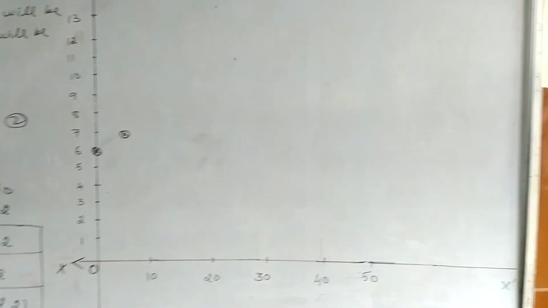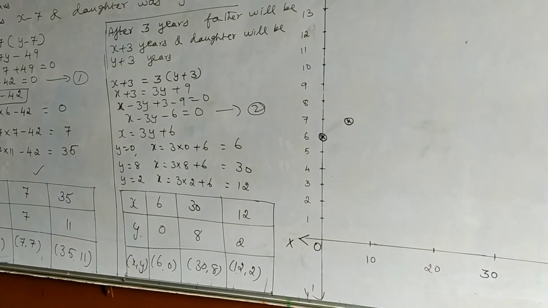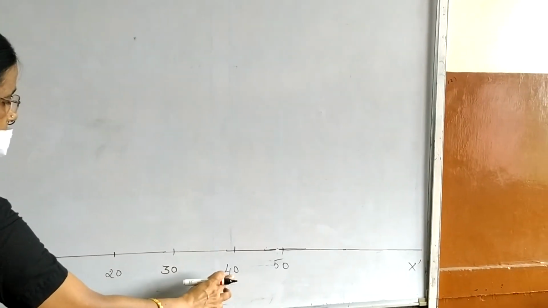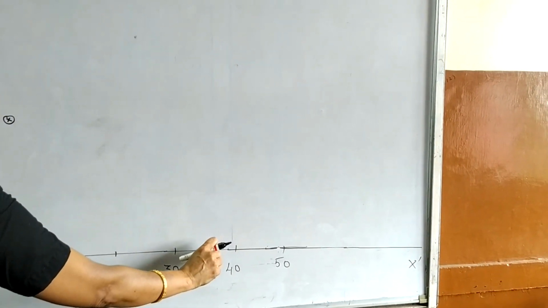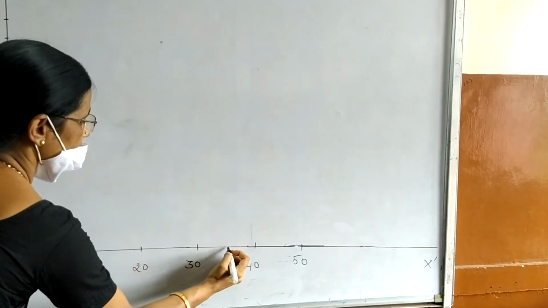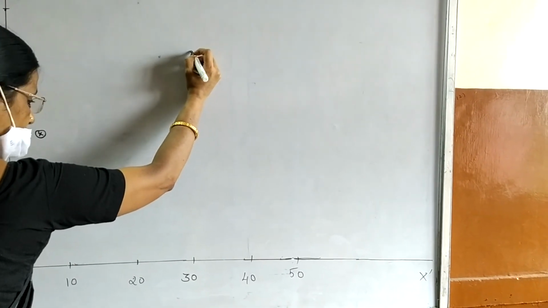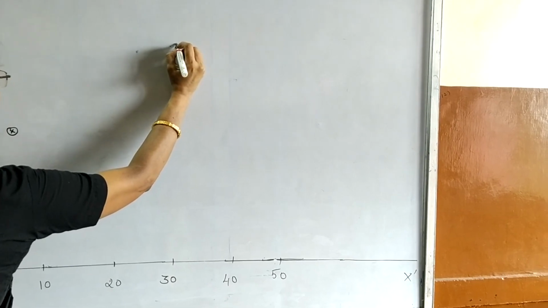The third pair is x is 35 and y is 11. x is 35. 35 is between 30 and 40. It is the fifth line after 30 and y is 11. 11 is here. So I have not taken the proper scale, children. When you use the graph paper, you can mark the number accurately.